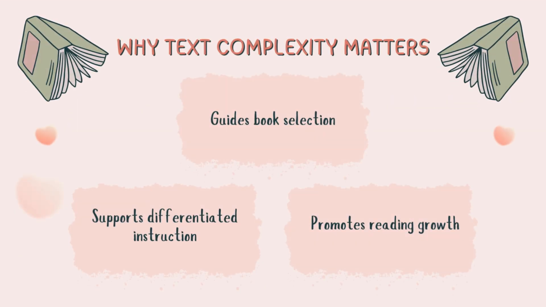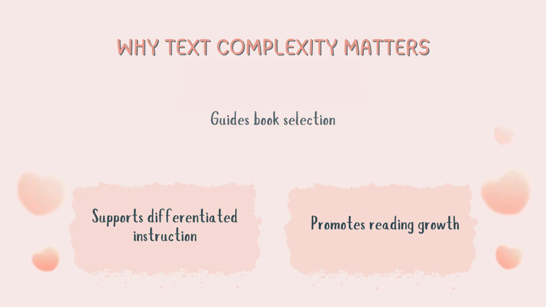Text complexity matters because it helps us choose the right text for our students. When we match students with texts that are appropriately challenging, we support their growth without causing frustration. It also helps us differentiate instruction since not all students are ready for the same level of text. For example, if a text is too difficult, students may shut down, but if it's too easy, they won't grow as readers. Think about a time you read something that felt really difficult.